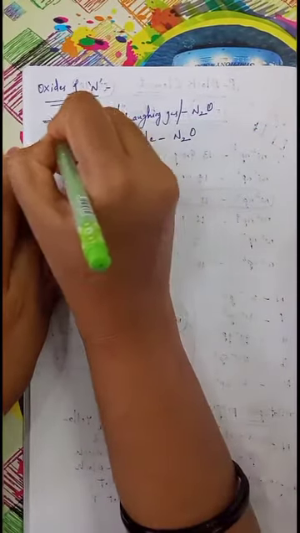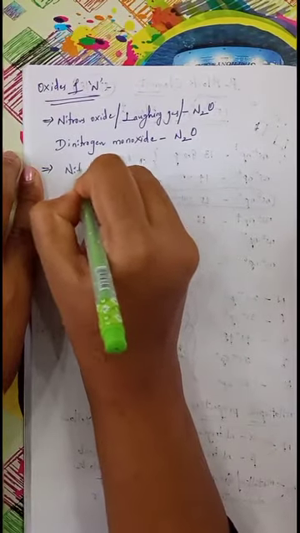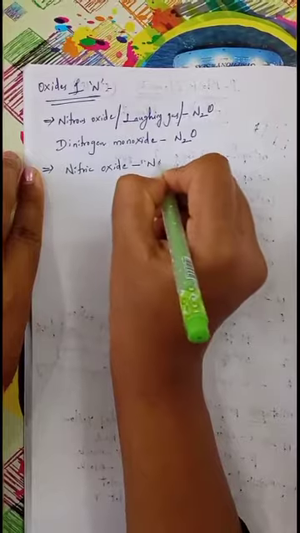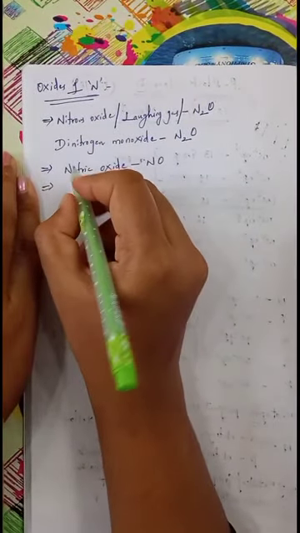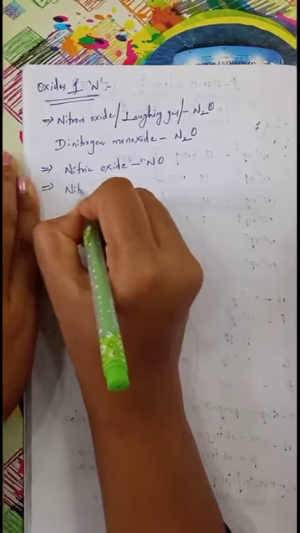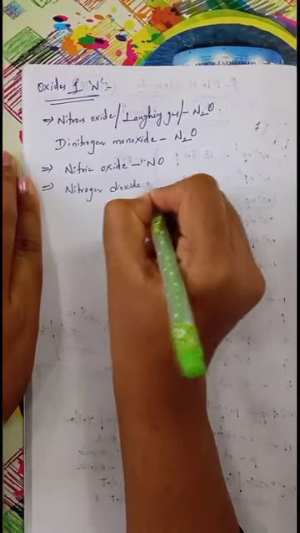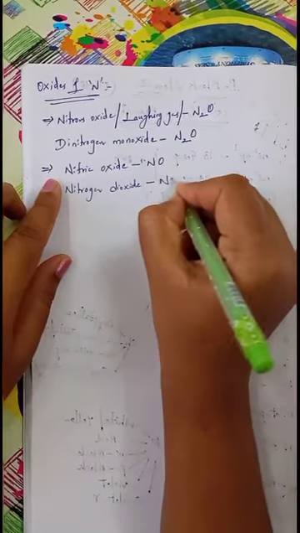This is the first type. The second type is nitric oxide, with formula NO. Next one, nitrogen dioxide, which is indicated by NO2.